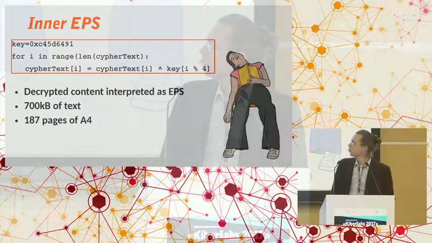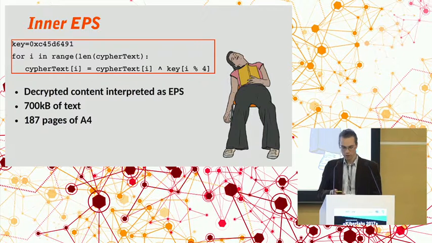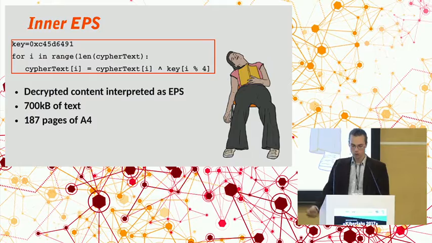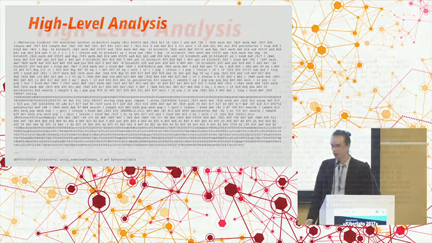So I wrote just a quick and dirty Python script to decrypt the inner PostScript, 3 lines of code or something. We know that this is PostScript 2 because it's interpreted and executed as PostScript. It's 700 kilobytes of text, or like 187 pages of A4 in standard print. So I could go on and start reading, but that's not the way I approach it.